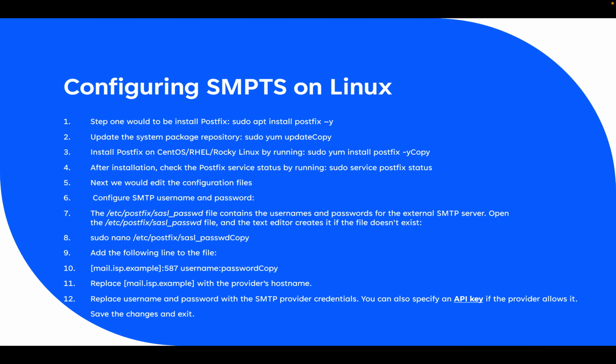To configure SMTPS on Linux, step one would be to install postfix. Then we're going to update the system package repository. Then install postfix by running that command. After we install postfix, we're going to check the service status.